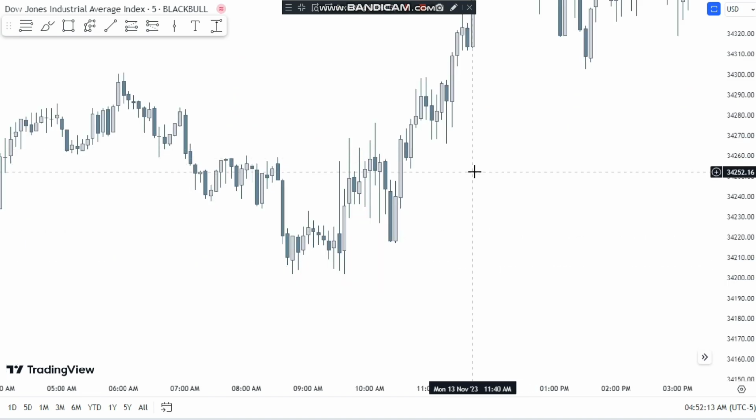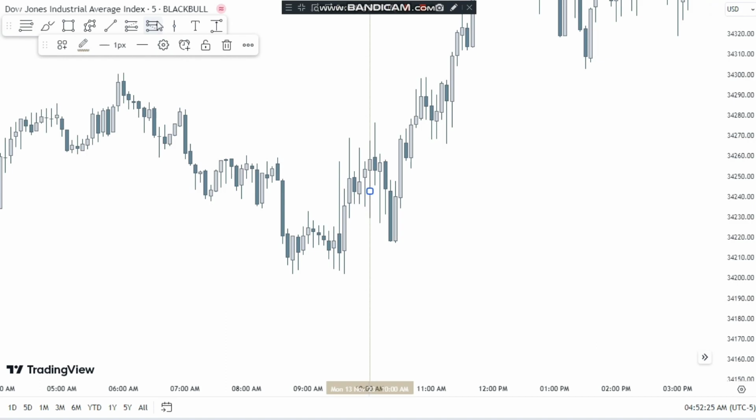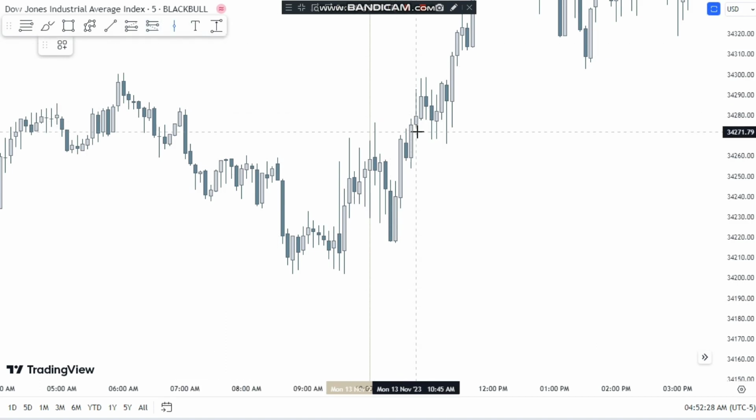Now I will show you an example on the chart, and it will summarize the whole lecture and will clear your mind. So this is the US 30 5-minute chart. The first thing that we have to do is draw a line at 10 a.m. New York time and 11 a.m. New York time. This is our window to enter into our trade.